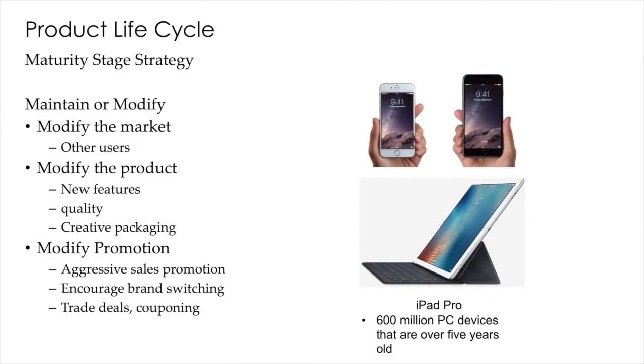What do we do? We want to keep things fresh and fashionable and keep sales, and so we modify the product. All right? There was the iPhone 5 versus the iPhone 6, 7, versus the iPhone 10. New features, quality, creative packaging. Modify that promotion. Again, maybe we're really encouraging you to switch your brand right in here. That may be the promotion. That's what we see so much in the cell phone market or the cable market, the TV market, etc. Well, you come to my brand.